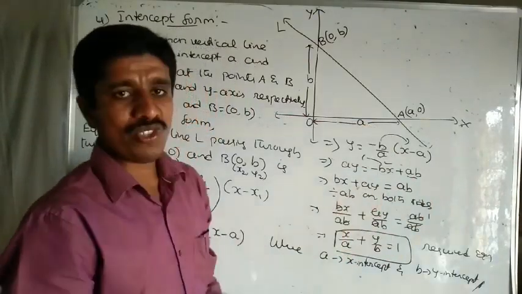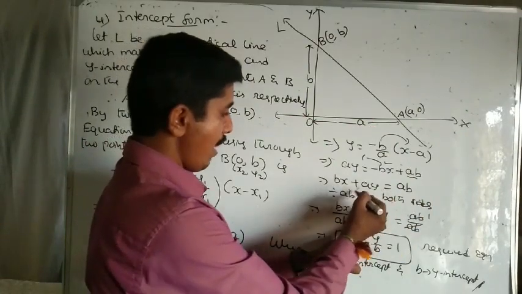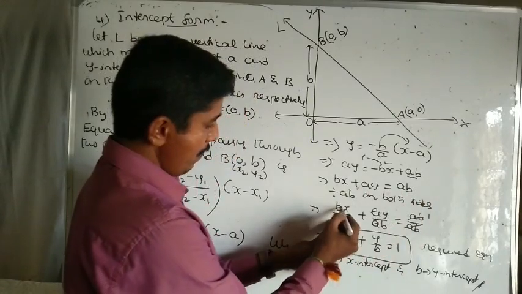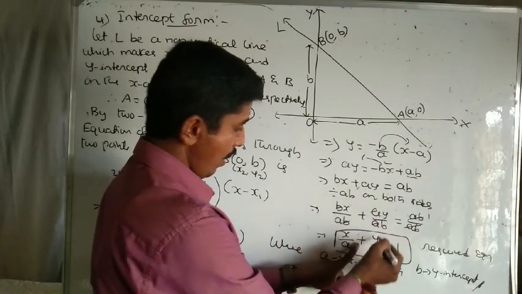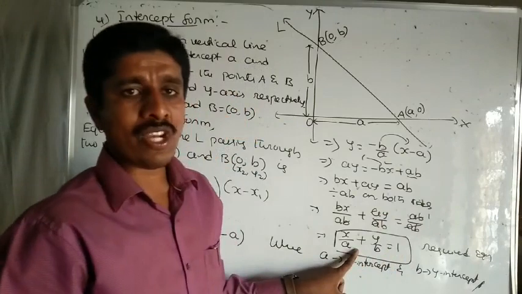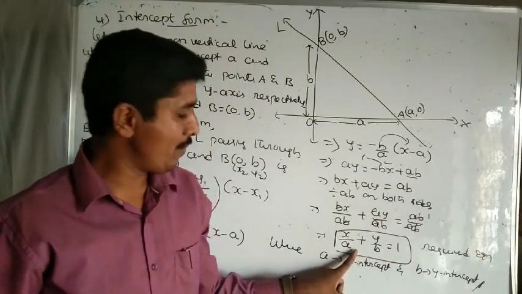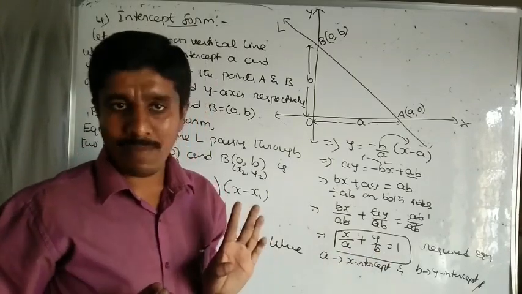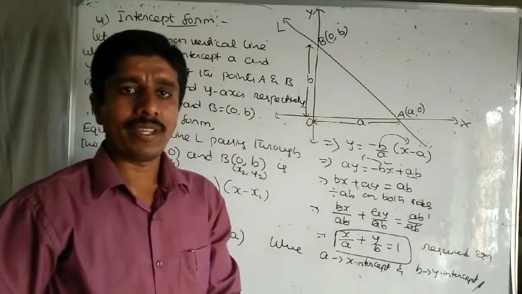Divided by ab on both sides: bx divided by ab plus ay divided by ab equals ab by ab. Here b cancels, a cancels, and ab cancels, leaving x by a plus y by b equals 1. Clearly this is the equation of the line in intercept form. Here a is called the x-intercept and b is called the y-intercept. Mind it.